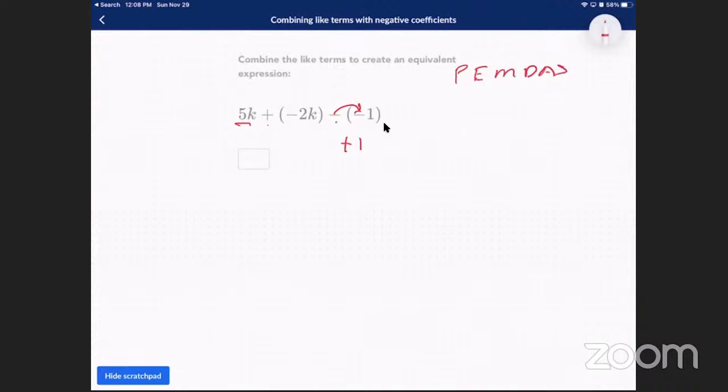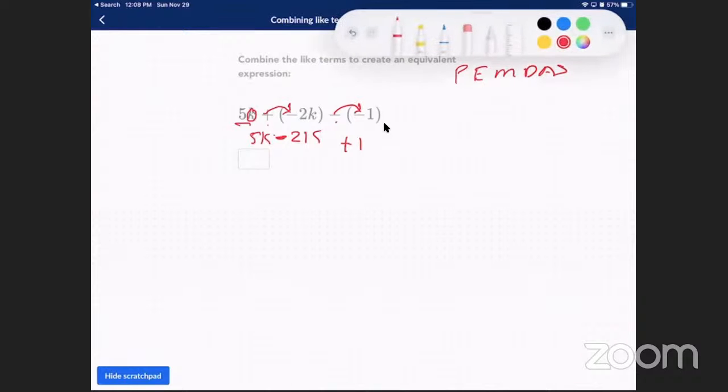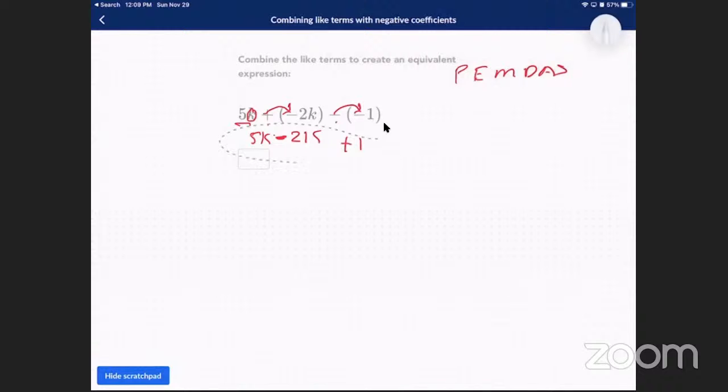So we have different coefficients here, but the variables are the same. That means we can add these. First, a positive times a negative is a negative, so negative 2k, and then you have 5k. So 5k minus 2k, that's what we can bring down here. I'm just going to redraw this. Let's bring this down here.